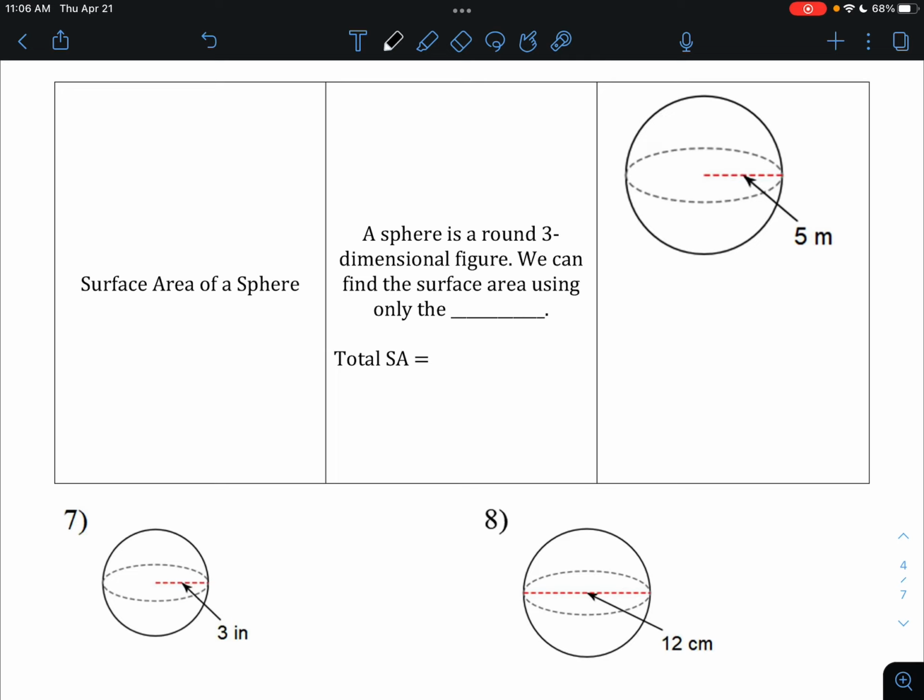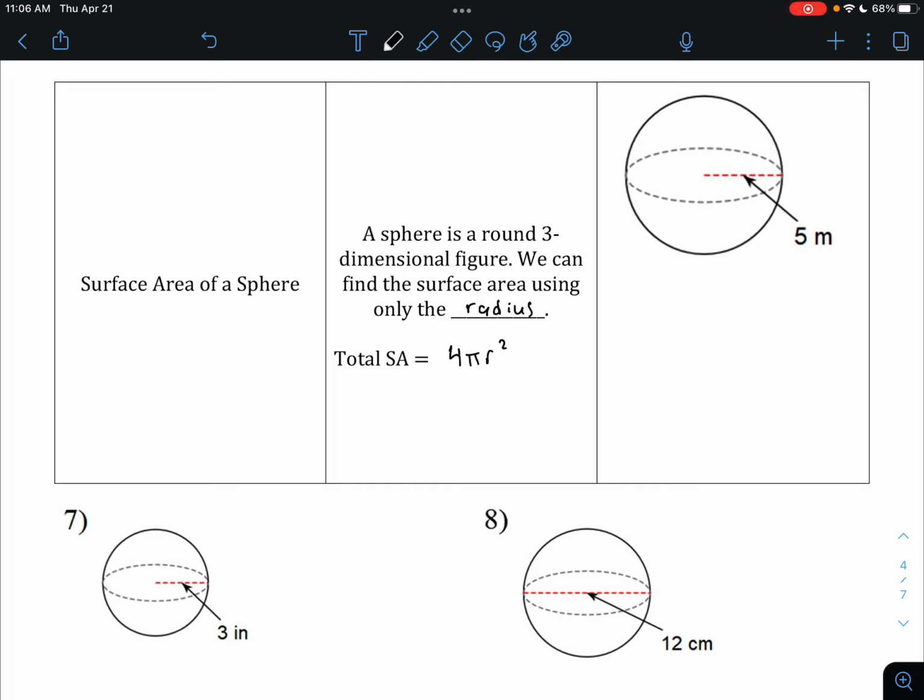So, since a sphere is completely round, it doesn't have faces or bases. It's just kind of this one curved surface all the way around. So there's no lateral surface area, it's just the total surface area. And we can find the total surface area using only the radius, which makes our equation pretty easy and simple. And that equation is 4 pi radius squared. That's how we find the surface area of a sphere.